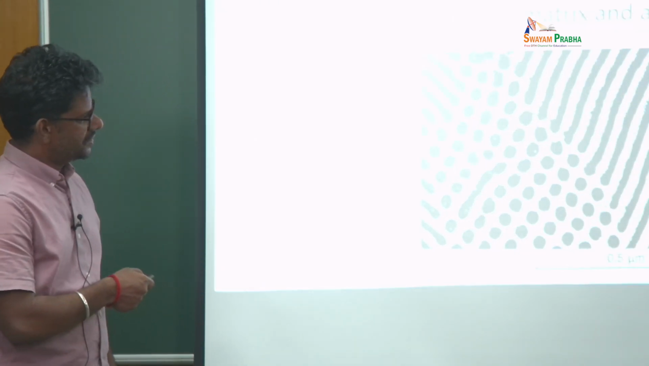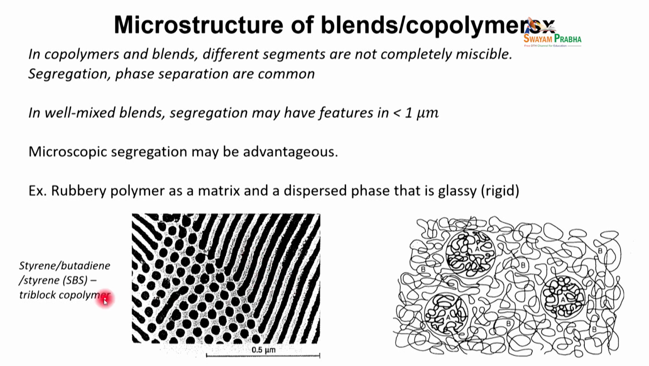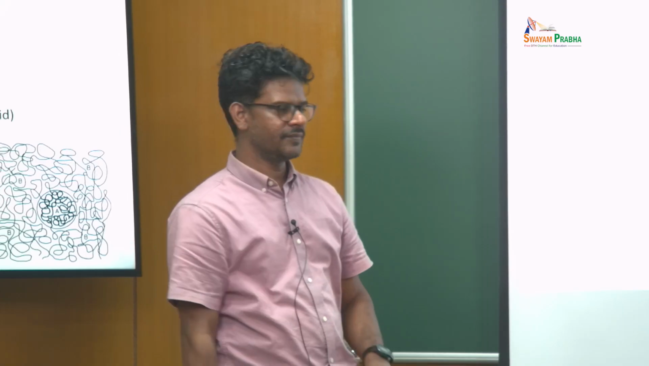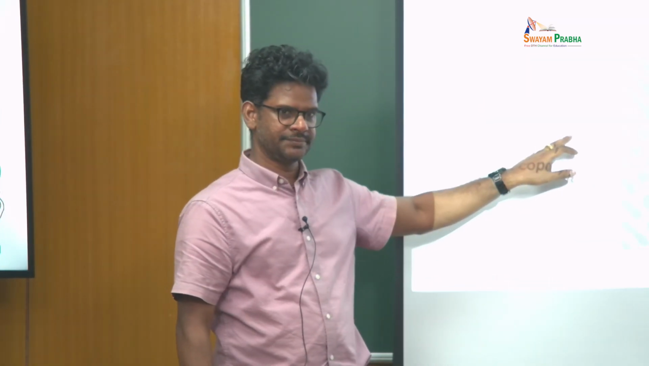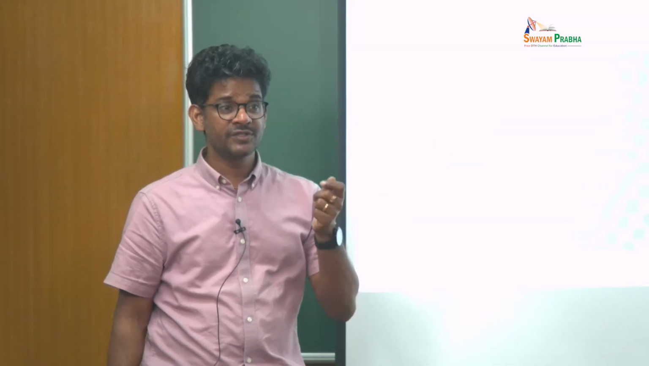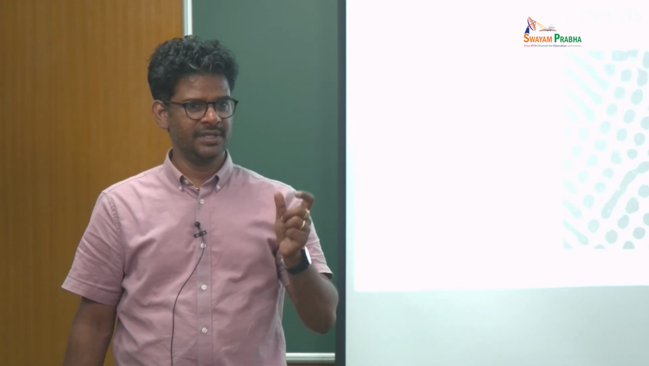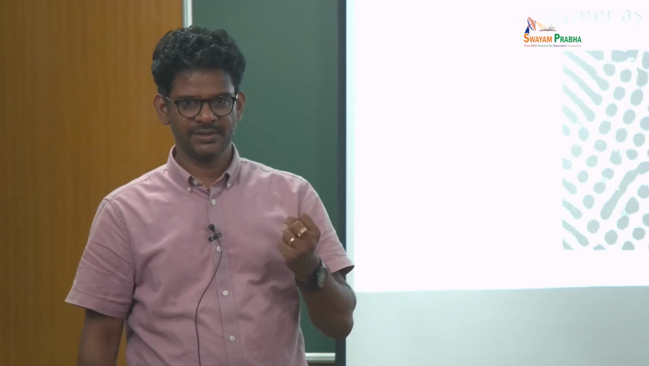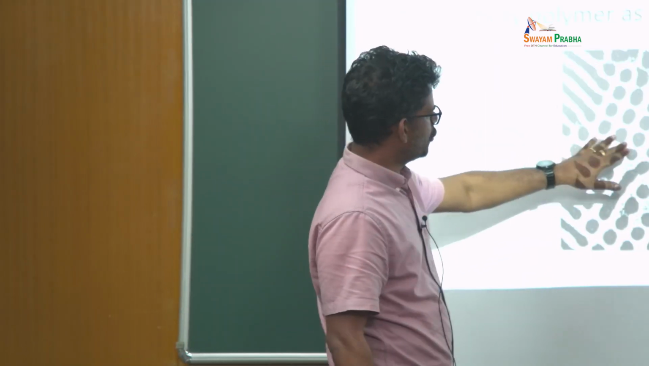Here is another picture. This is actually a TEM picture. This is made up of tri-block polymer. First you have styrene, then you have butadiene, then you have styrene again. So, this butadiene is a rubber, and polystyrene is an amorphous polymer, it forms a glassy network. Okay. So, what you see here, these domains that you see, these are all polystyrene.